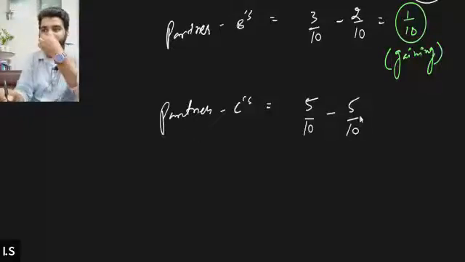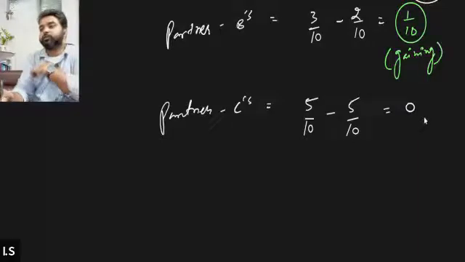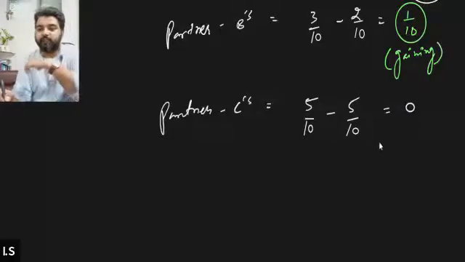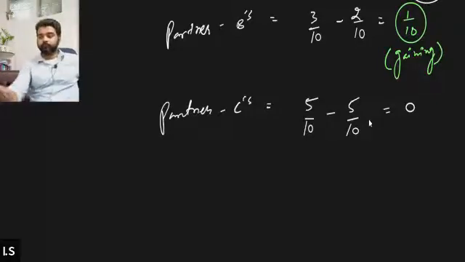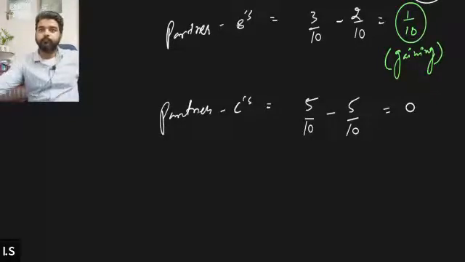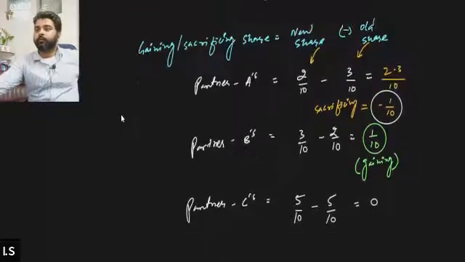So 5/10 minus 5/10 will be 0. That means no sacrifice or gain for partner C. Is that right, everyone? Is this clear to all of you? Yes, sir. That's true. Okay.